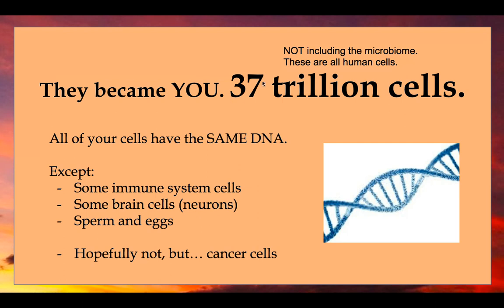So you are made of 37 trillion cells, not including microbiome. These 37 trillion cells are human. And all of your cells have the same DNA. There are some exceptions, because there are always exceptions. Some immune cells, some brain cells, and then sperm and eggs will be unique. And hopefully not, but cancer cells also have mutated genetically unique DNA.